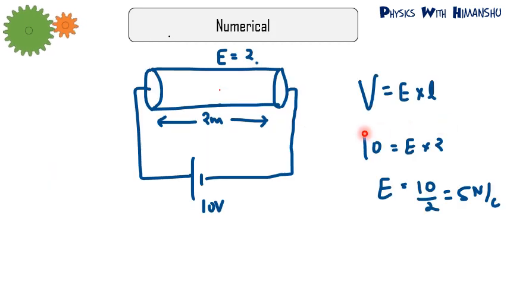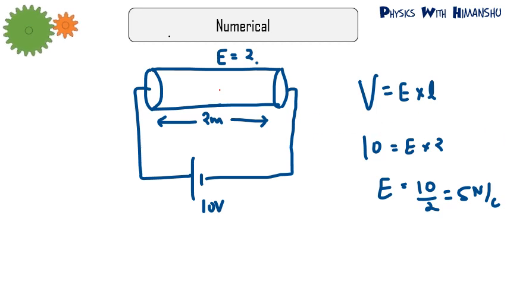Okay, now we'll be solving a numerical. Suppose I have put a battery of 10 volt across a wire of length 2 meter, then you have to find the electric field inside this wire. See, potential difference is basically equal to electric field into length. So potential difference is 10 volt, E into length. Length is given to be 2 meter. So electric field is 5 Newton per coulomb. We generally assume that the value of electric field is constant inside a conductor. This is the assumption. The value can increase or decrease slightly, but it's basically an assumption.